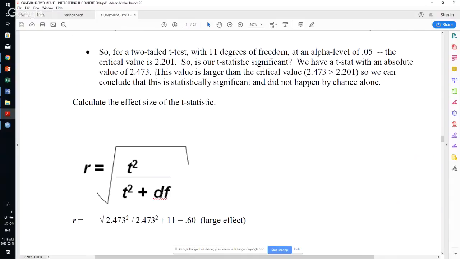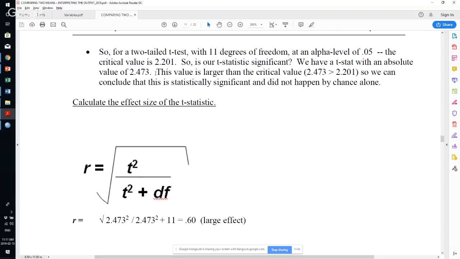So if we had a hypothesis, we would divide our p-value by 2. We then have to calculate an effect size. Okay, for t-tests, you do an R. And in this case, you take your t-value and you square it. You divide that by the t-squared plus your degrees of freedom, and you take the square root of all of that.